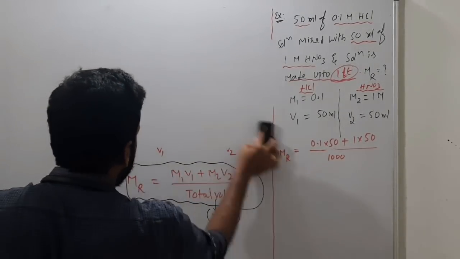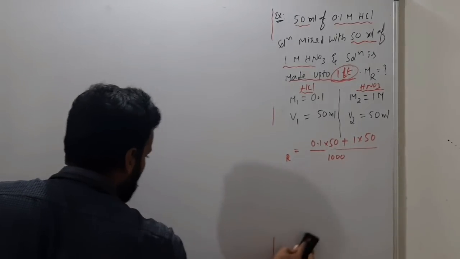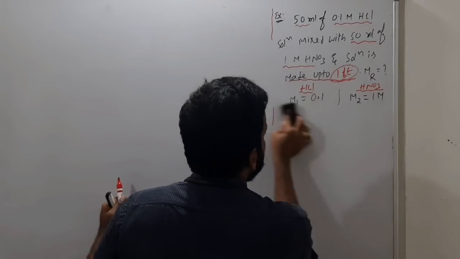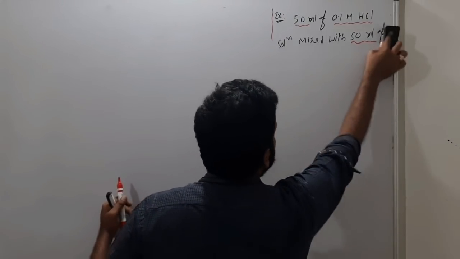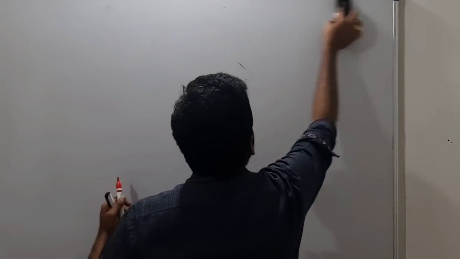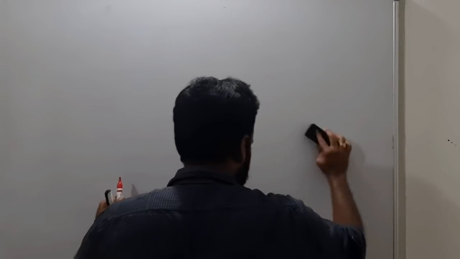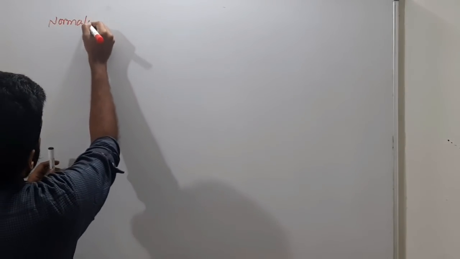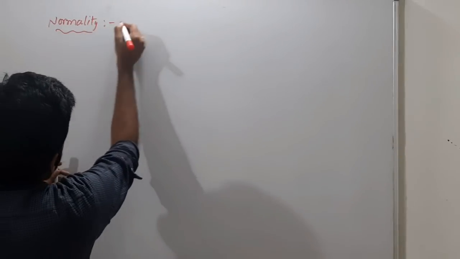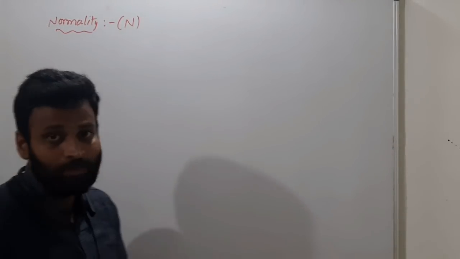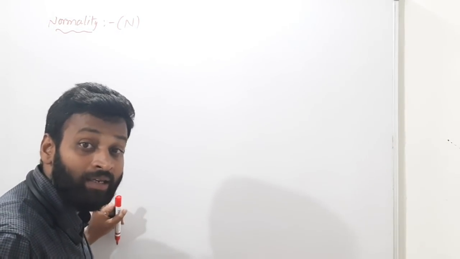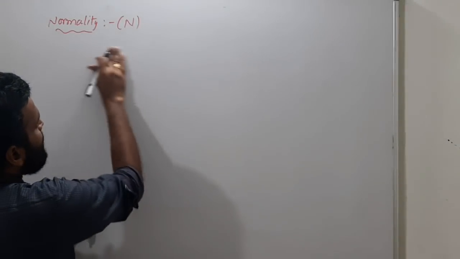So about molarity we discussed right now. Next we have to discuss normality. If you understand molarity, you can explain normality. It's very simple. Normality is represented with N, capital N.